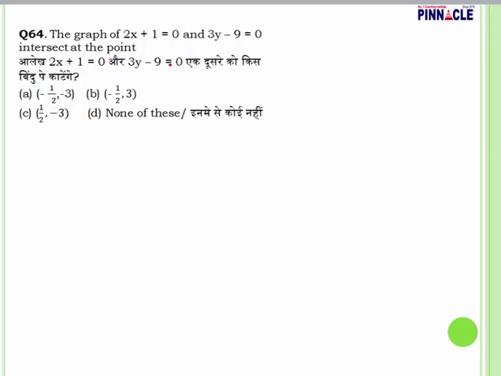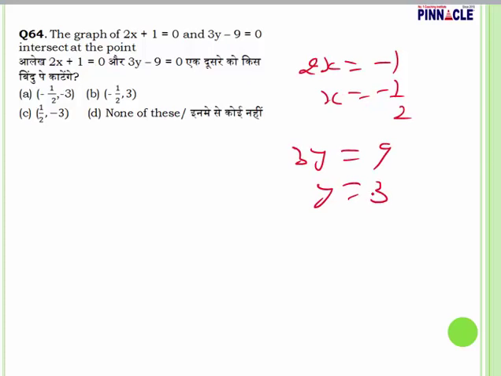The graphs of 2x plus 1 equal to 0 and 3y minus 9 equal to 0 intersect at the point. So 2x is equal to minus 1, x is equal to minus 1 by 2, and 3y is equal to 9, y is equal to 3. So they will intersect at minus 1 by 2 and 3. B should be the answer. Next question.